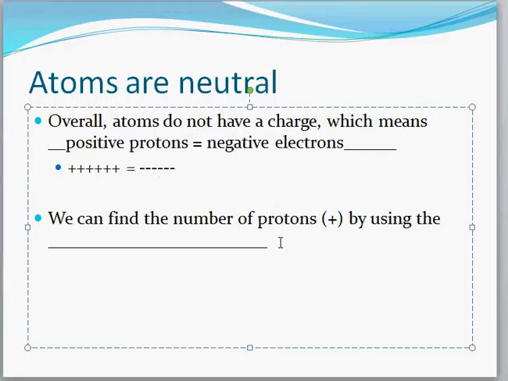Okay? The next part that we're going to look at is how you can find the number of protons. So the number of protons, what we do is we actually use the atomic mass. Now, where can we find the atomic, actually, no, sorry, not the atomic mass, the atomic number, I'm sorry. Where can we find the atomic number?